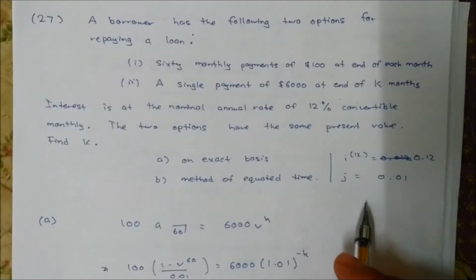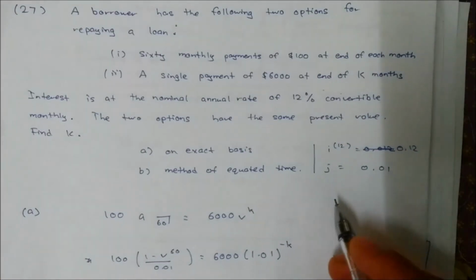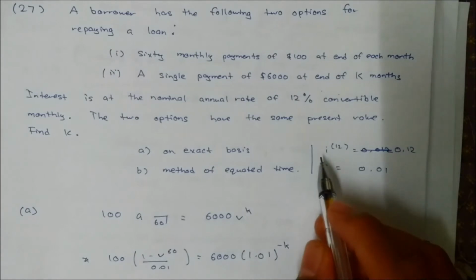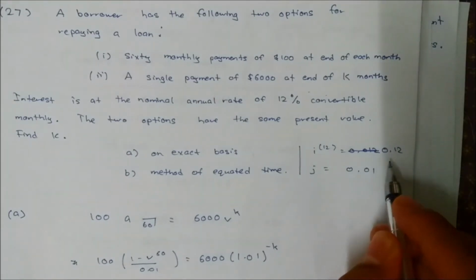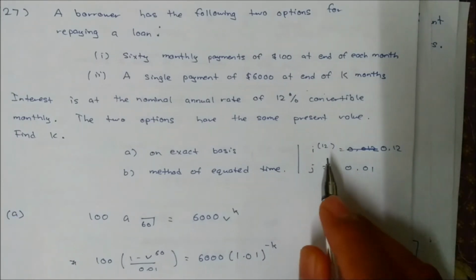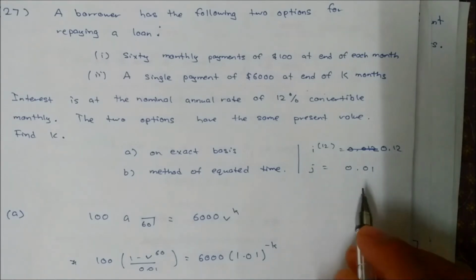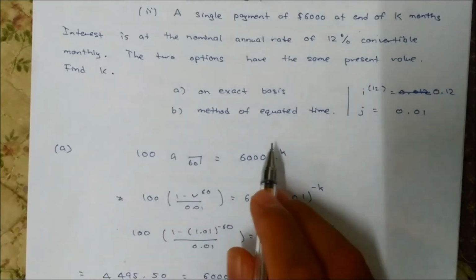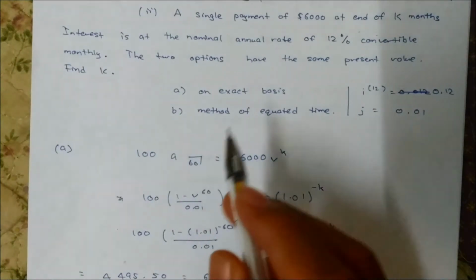Alright, so first things first, before we solve both of these questions, we need to calculate the real interest rate here. Since the interest rate is convertible monthly, 0.12 will be divided by 12, so we will get the real interest rate J equal to 0.01. Now for A, the exact basis is actually the normal equation that we can use to represent the question itself.